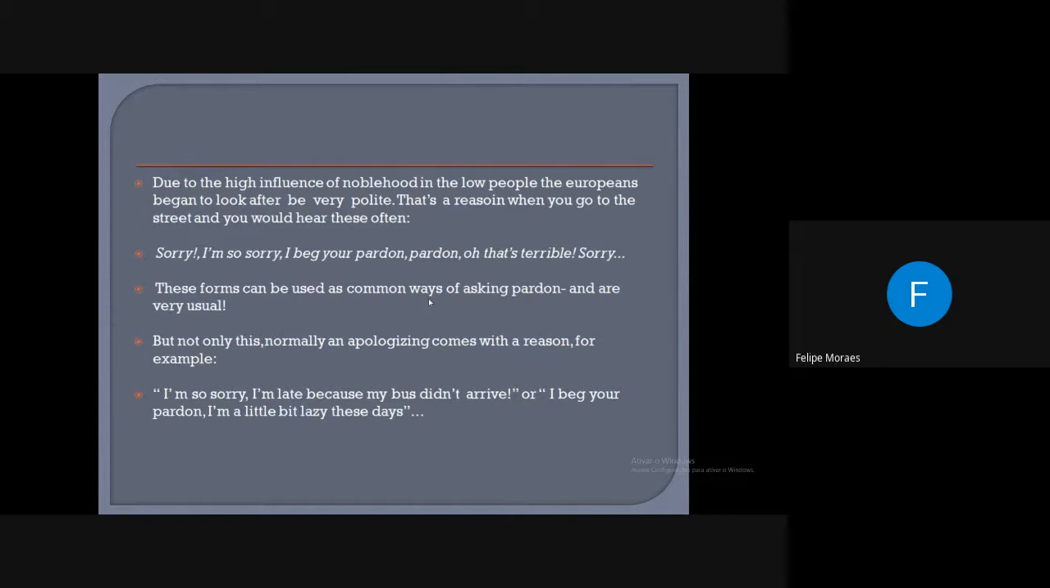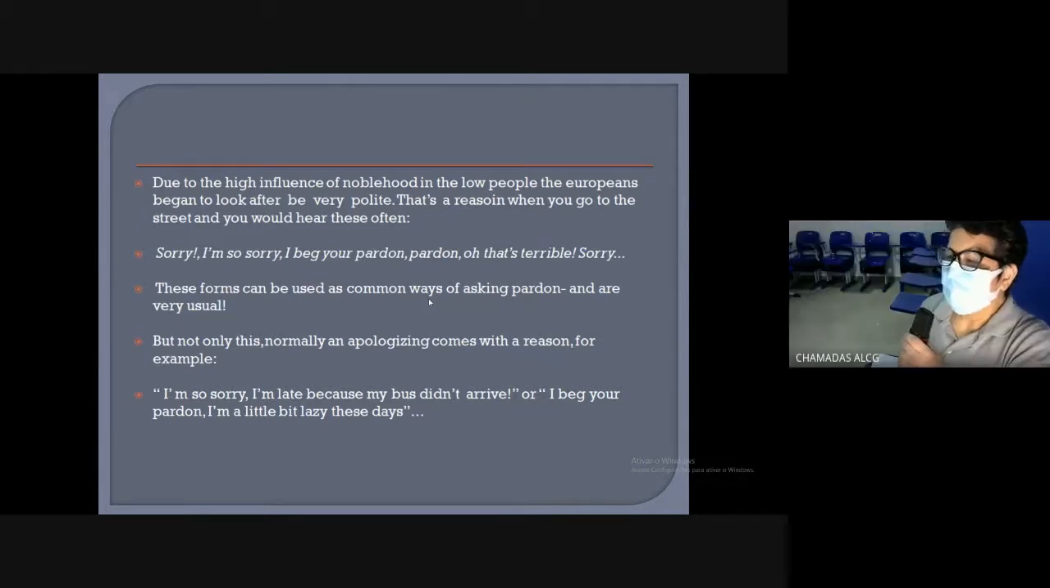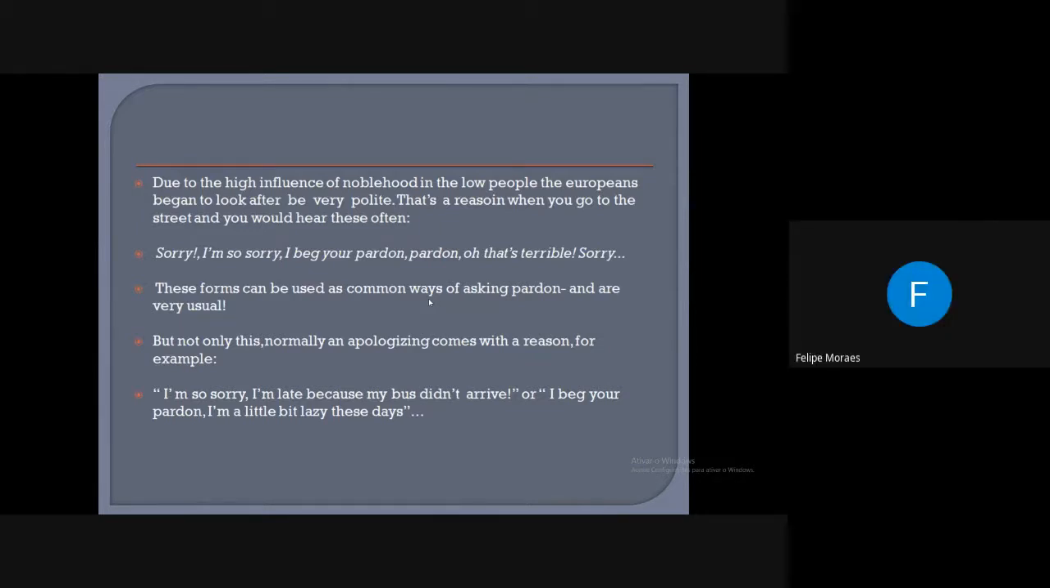But that's the reason when you go to the street you will hear these often. Sorry, I'm so sorry. I beg your pardon. Pardon. Or even, oh, that's terrible, sorry. These forms can be used as common ways of asking pardon and are very usual.